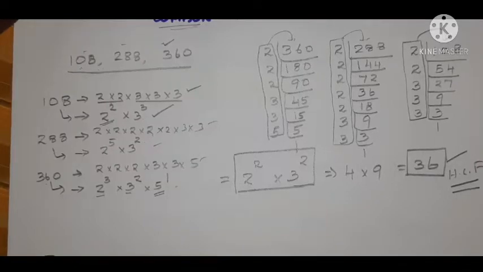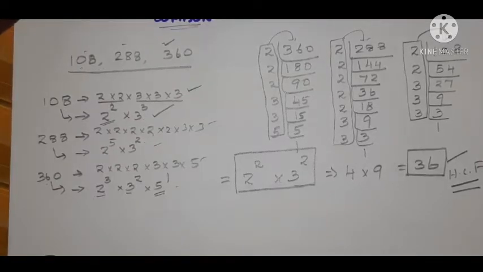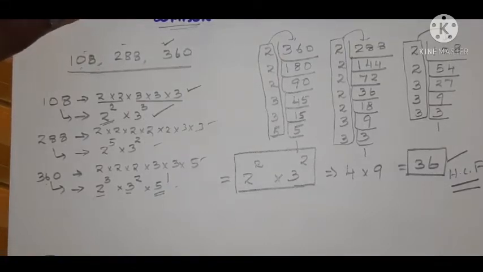So this is the way that we can easily identify the highest common factor of the given numbers through the method we call the factorization method. Hope you can follow. Fine, we'll go to the next method, the division method.